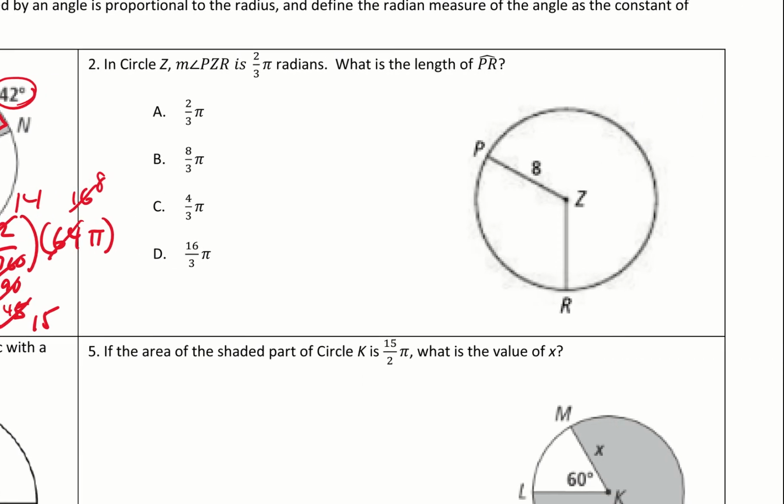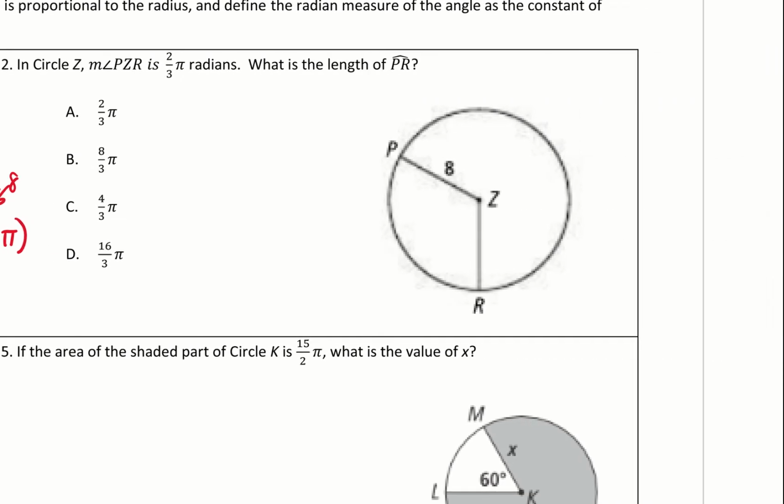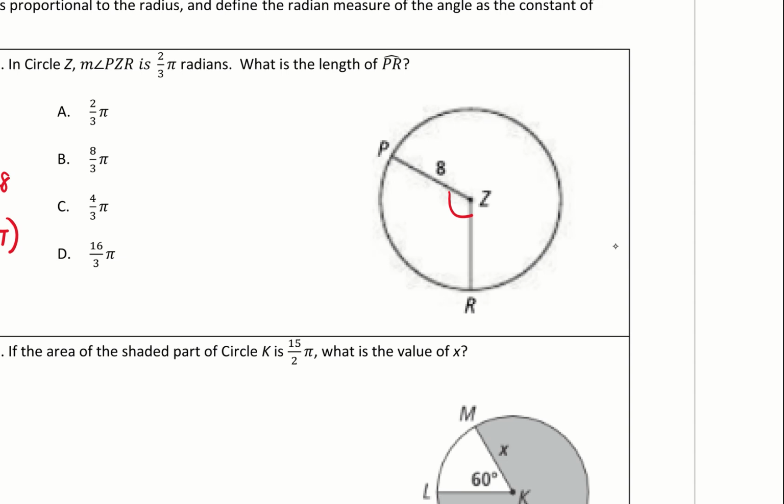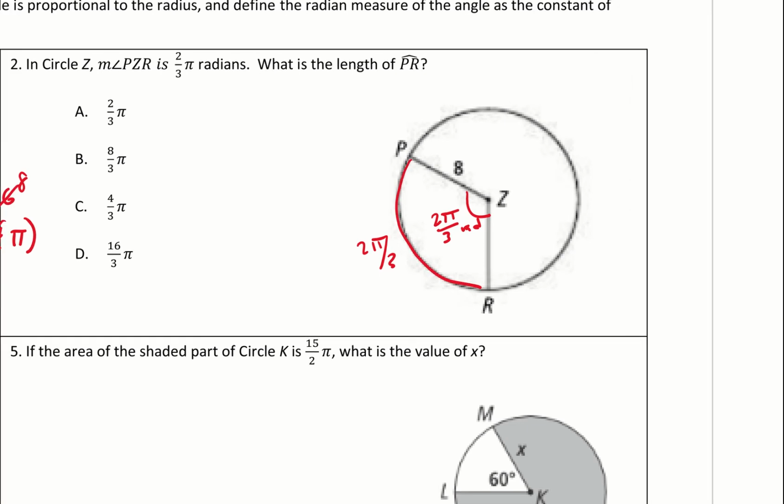So for number 2, in circle Z, the measure of angle PZR is 2 pi over 3 radians. So 2 pi over 3 rads, which means that the arc is 2 pi over 3 rads as well. So this arc. So we want the length of the arc. We got the measure of the arc, right? The arc measure. This time we want to find the arc length.